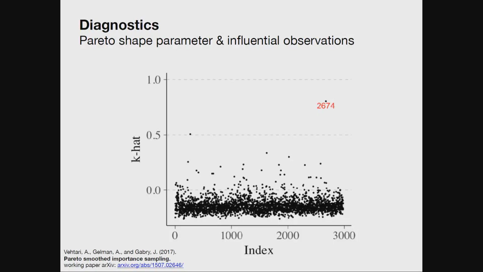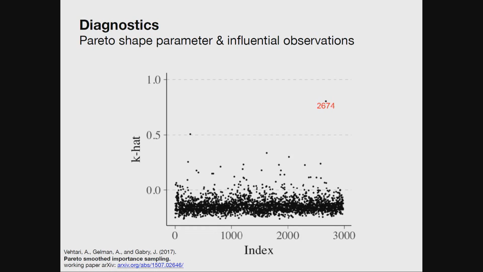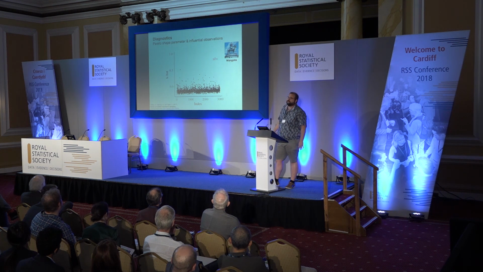A different thing that we can do is take a look at just how similar predictive distributions are to the ones that you would get if you left out a data point. This k-hat thing is essentially a tail index of a Pareto distribution, so it tells you how weird it is. And a lot of these points are doing good, some of them are a bit exciting. That one over there, 2674, is very highly influential. This is essentially a leverage plot, but for complicated models. That's Mongolia.